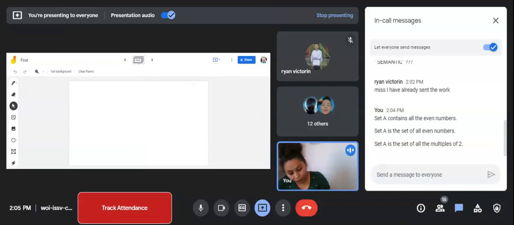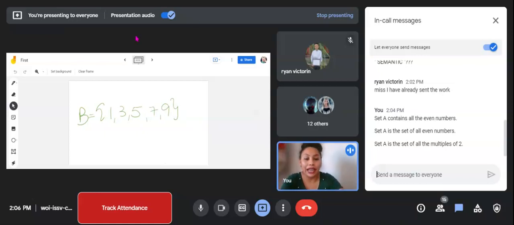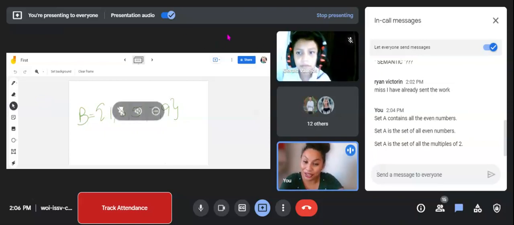So let's try another one like this. If I give you that B is equal to 1, 3, 5, 7, 9. That set. And I want you guys to write that set in roster form. What are those numbers? 1, 3, 5, 7, 9. What are those numbers? Odd. They're odd numbers. Very good.